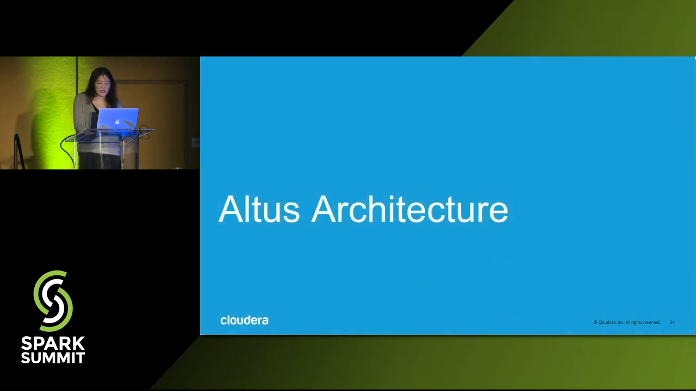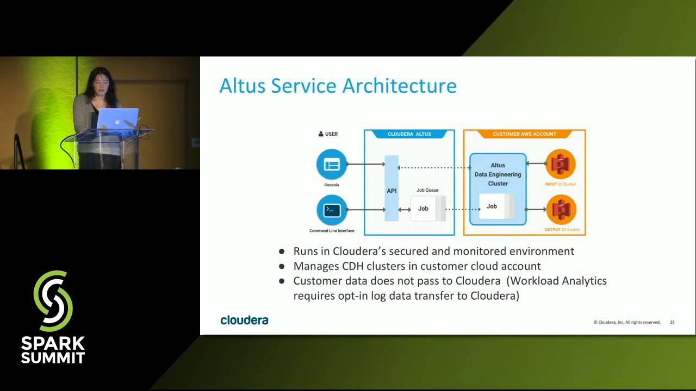So I have a high-level picture here of what Cloudera Altus actually looks like, and then a demo that will follow. The Altus service architecture is such that we have Cloudera Altus hosted, in blue, in our environment, and this is the service provisioning layer itself. The orange is the AWS VPC of the customer environment.